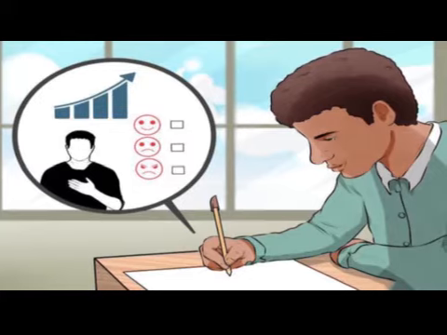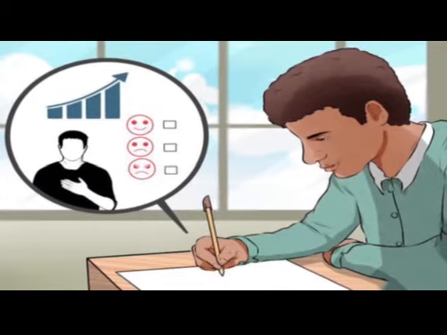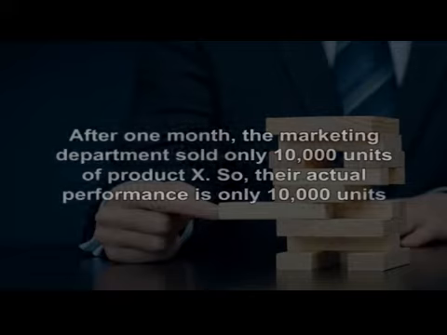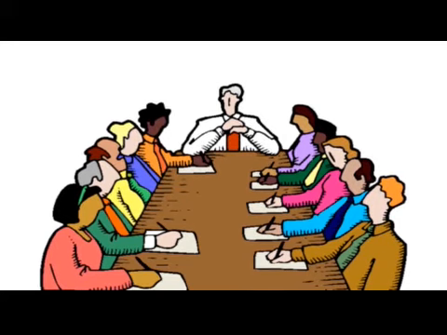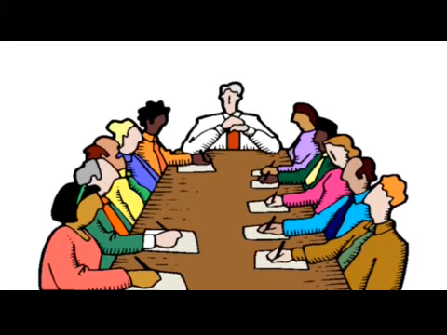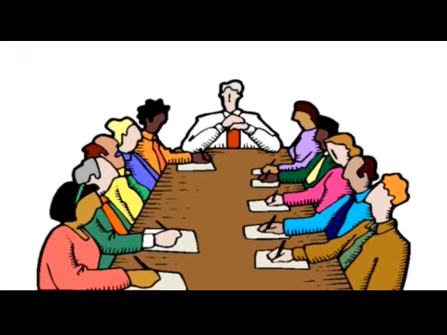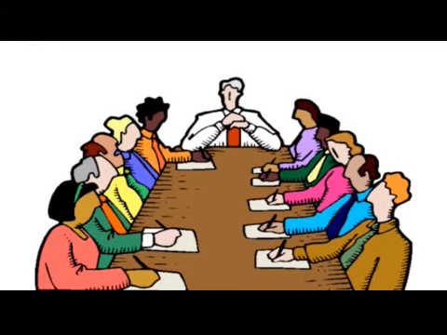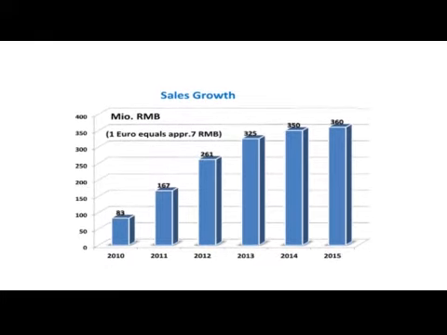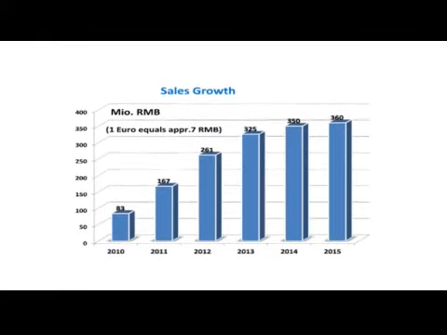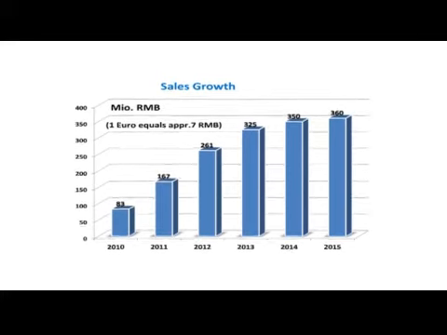There are many traditional and modern techniques for measuring the performances of subordinates. For example, after a month, the marketing department sold only 10,000 units of product X, so their actual performance is only 10,000 units. Most organizations prepare formal reports of performance measurements that managers review regularly. These measurements should be related to the standards set in the first step of the control process. For example, if sales growth is a target, the organization should have a means of gathering and reporting sales data.